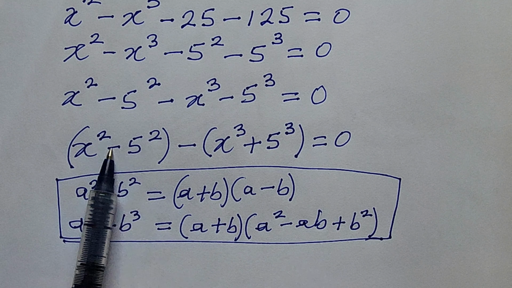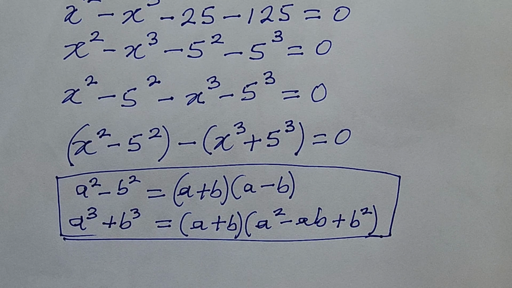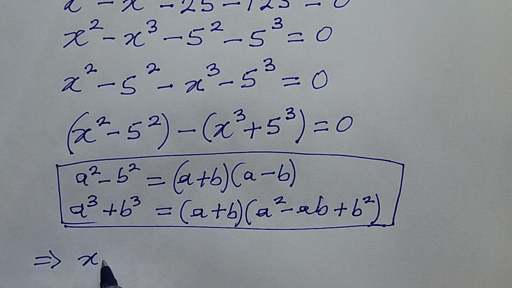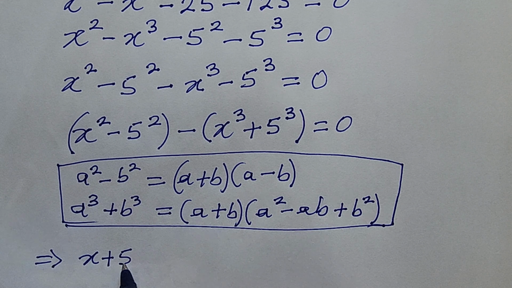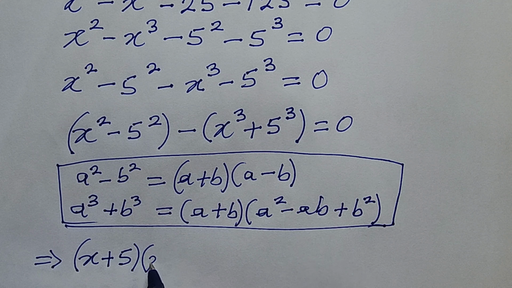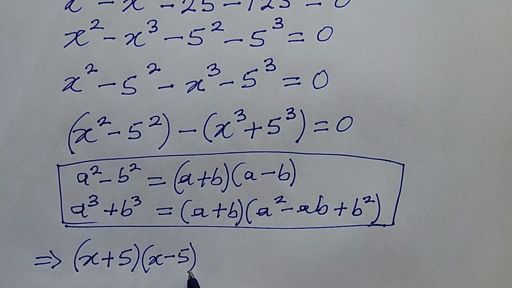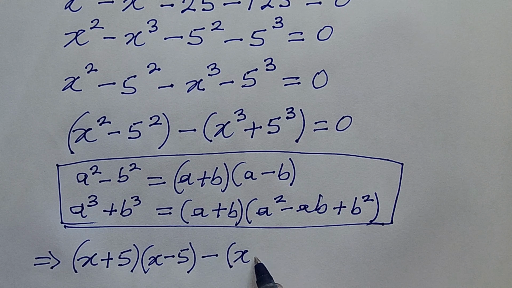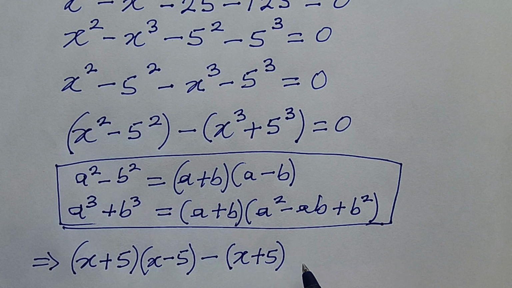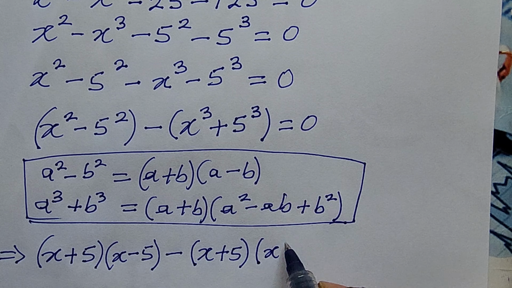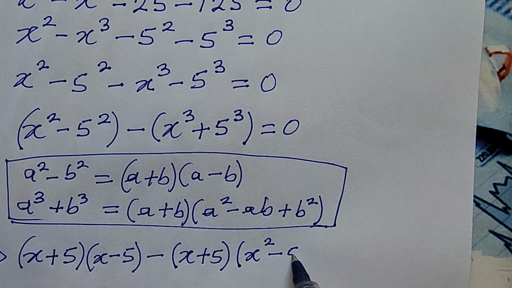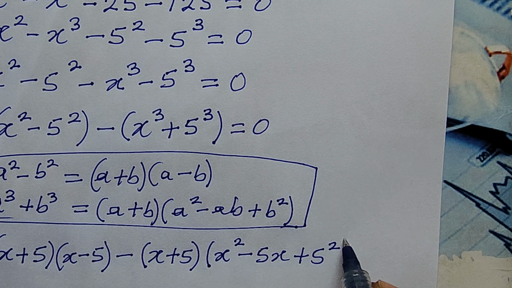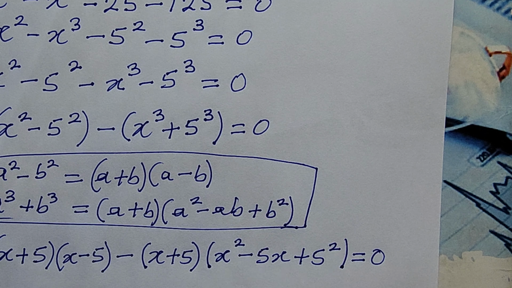So if we rewrite this and this in this format, then we're going to have something like this. So this now implies our bracket x plus 5 close bracket, bracket x minus 5 close bracket, then minus, here we're going to have bracket x plus 5 close bracket, then bracket x to the power of 2 minus 5x plus 5 to the power of 2 close bracket. This is equal to 0.